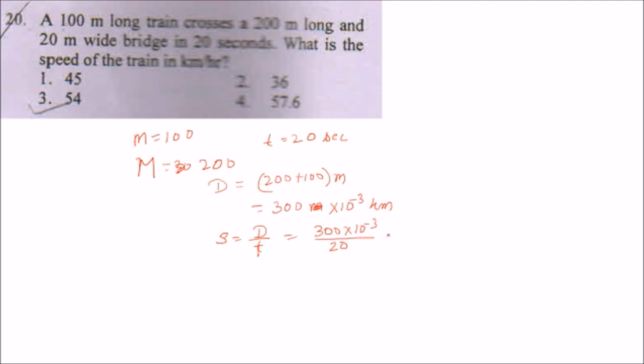So better convert the 20 seconds into hours. We divide it by 60 minutes into 60 seconds, as 20 seconds is given per second. So to calculate for per hour, we will use 60 into 60. When we calculate this, it will be in kilometers per hour. You will get the answer as 54 kilometers per hour. So the answer will be number 3.